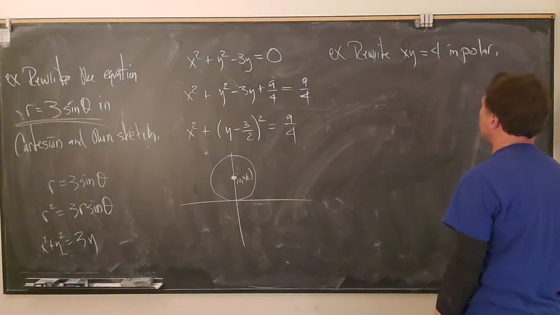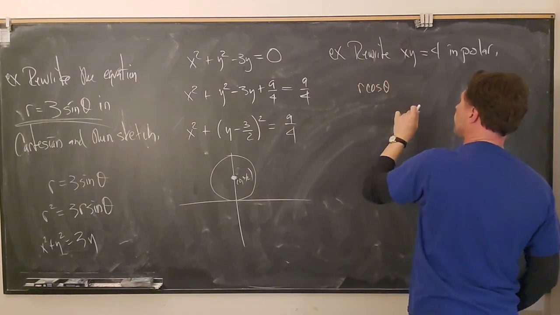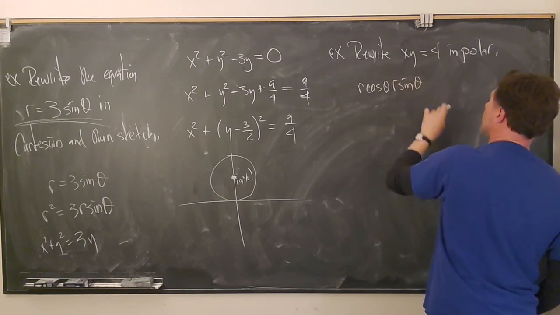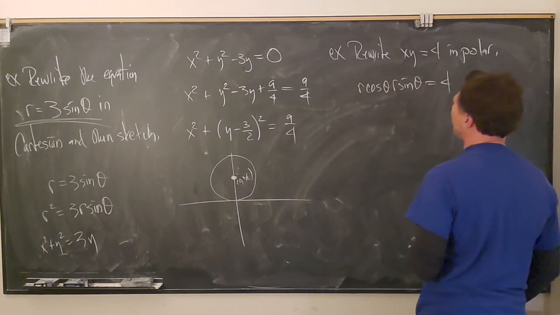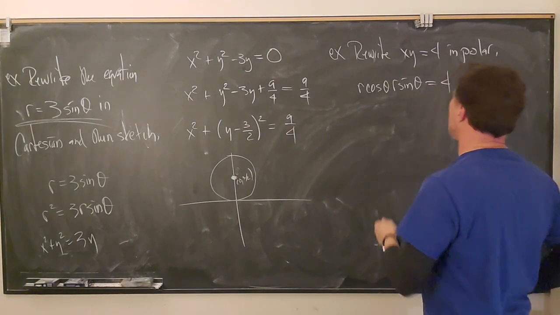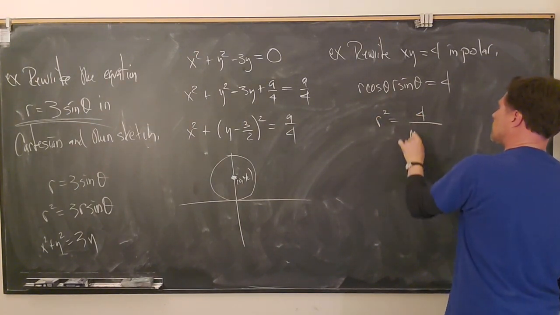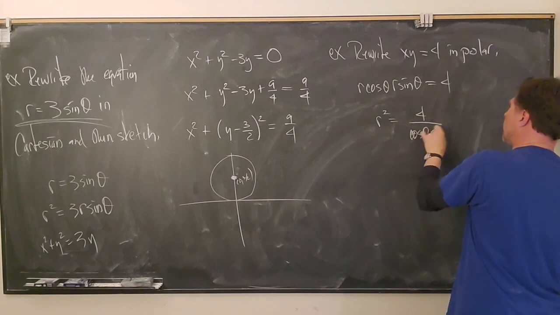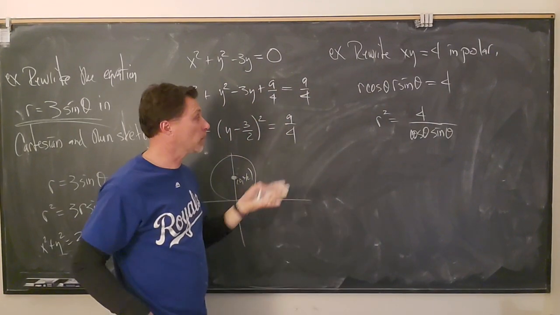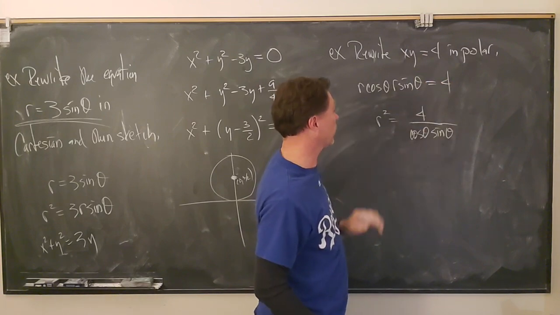Remember, x is r cos θ and y is r sin θ, and that's equal to 4. Typically you want to have the r stuff on one side and the theta stuff on the other. So the way you could rewrite this is r² = 4/(cos θ sin θ). It's preferable if you don't have a square, but we can't do anything about that, so we're stuck with that. But here is a conversion of this equation into polar coordinates.